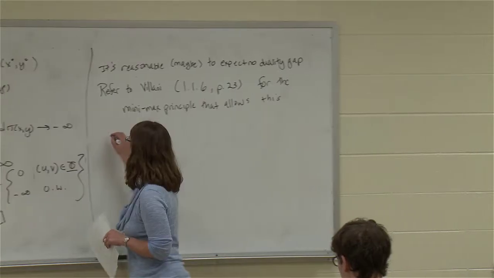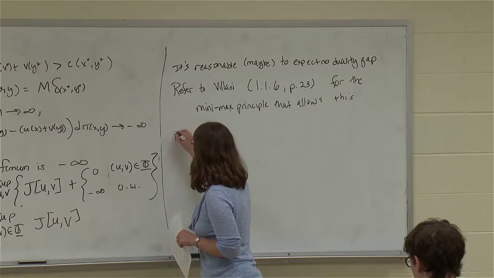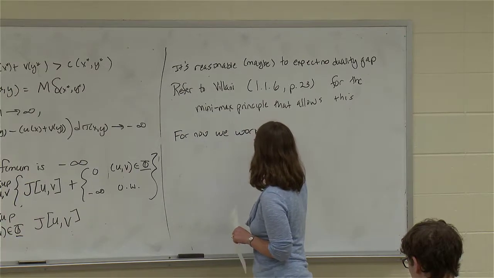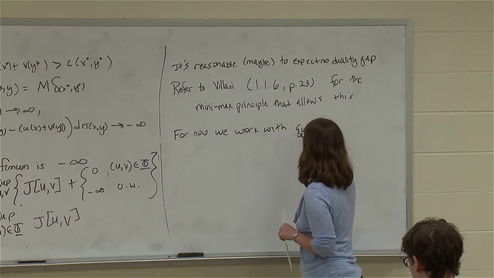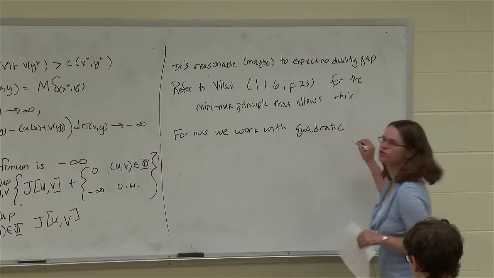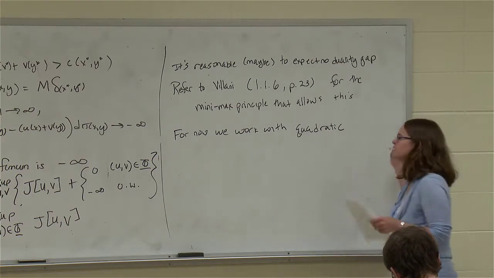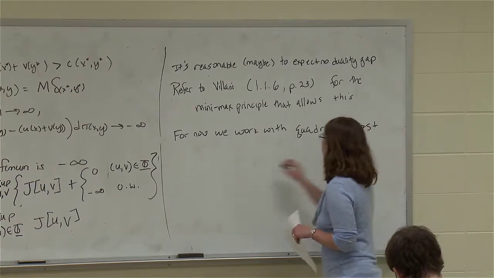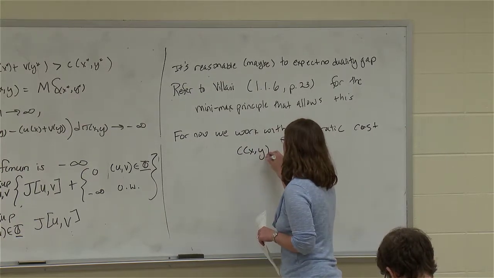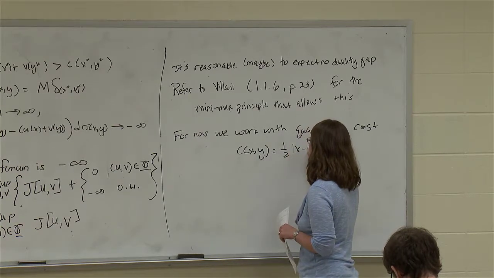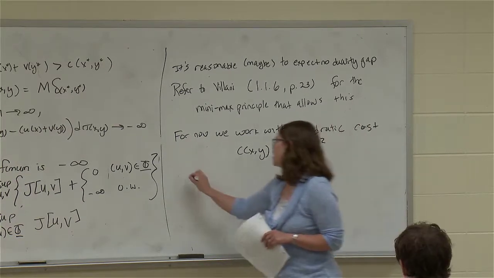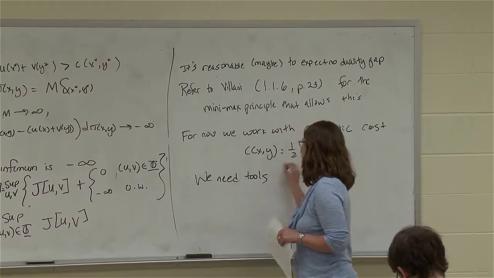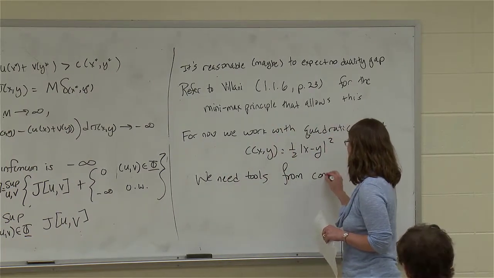Okay, so for now we work with quadratic cost. Really very little has been done, even in the literature, for non-quadratic cost, because it's just harder. So c(x,y) is equal to 1/2 |x - y|^2. And we need some tools from convex analysis.